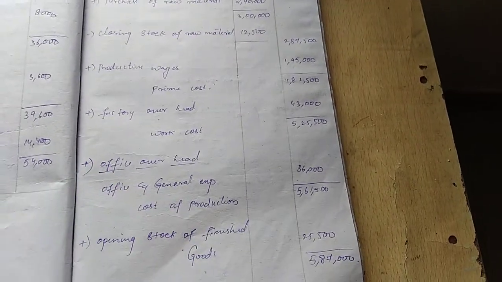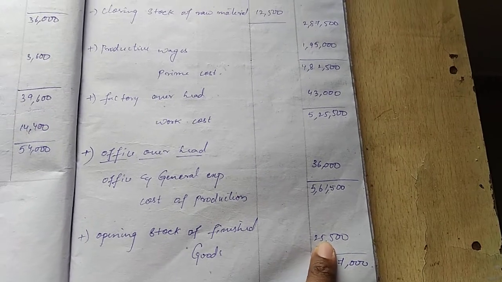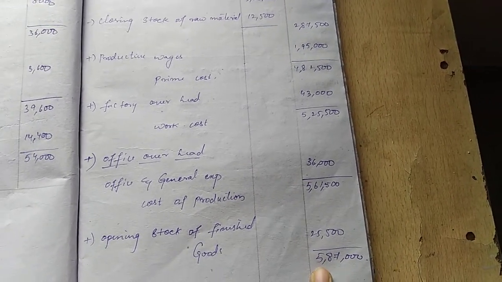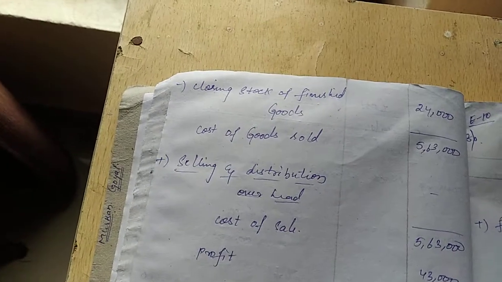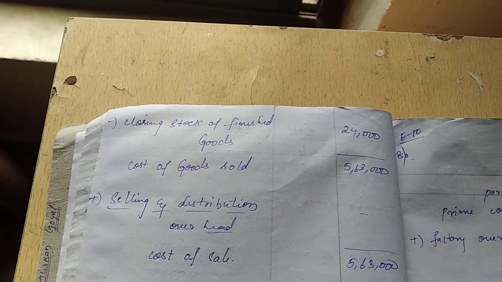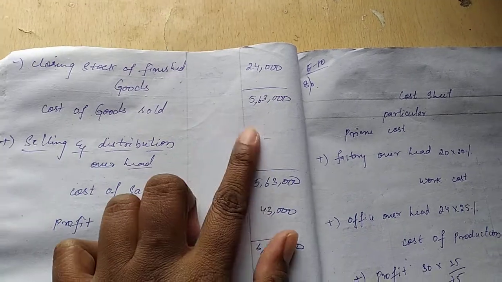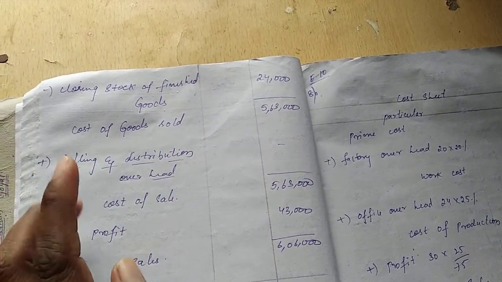What he has asked in the question, till cost of production we have to prepare. Next, after that, opening stock of finished goods. Opening stock of finished goods is how much? 25,500 he has given. So we have to add the opening stock of finished goods. Total how much we got here? 5,87,000. From that, minus closing stock of finished goods, which is 24,000.